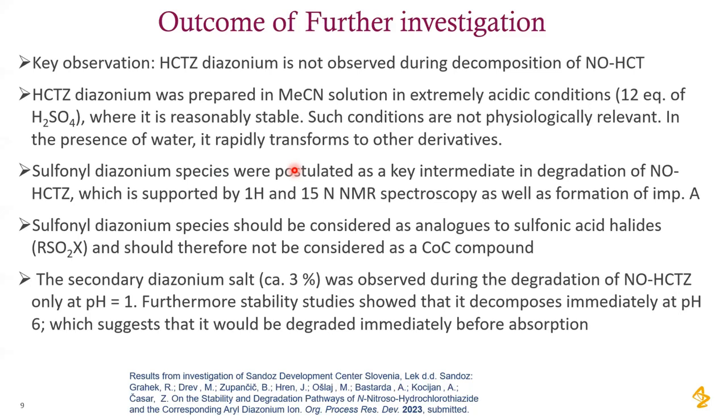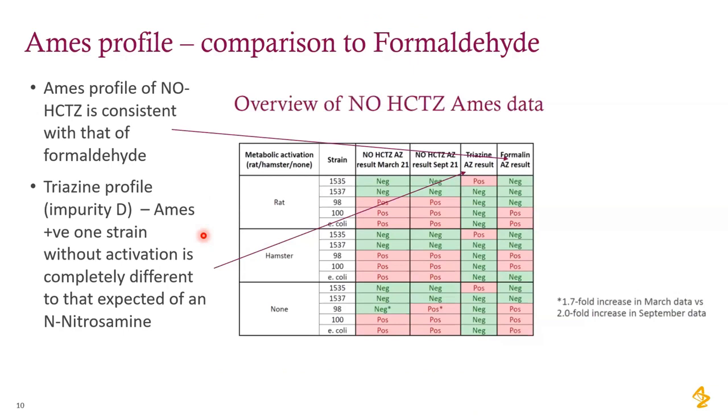Now, there are other diazonium species that can be generated as part of this. There's a sulfonyl diazonium species, and that has been shown to be a key intermediate in the degradation. But that sulfonyl diazonium is more analogous to a sulfonic acid halide, and so really it should not be considered as part of the cohort of concern. And similarly, there was another diazonium as well.